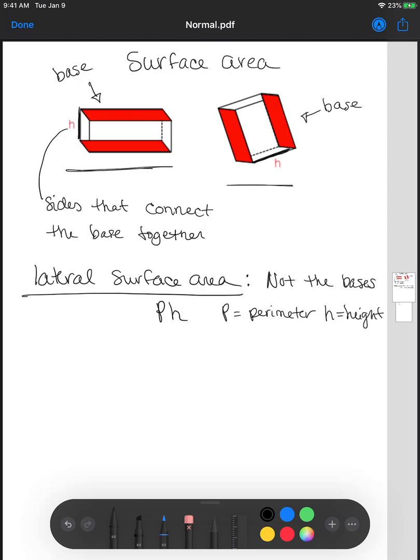And if you guys don't remember, and I put this in as a vocabulary word, perimeter is the sides added together. So you find P by adding all four sides of the base.